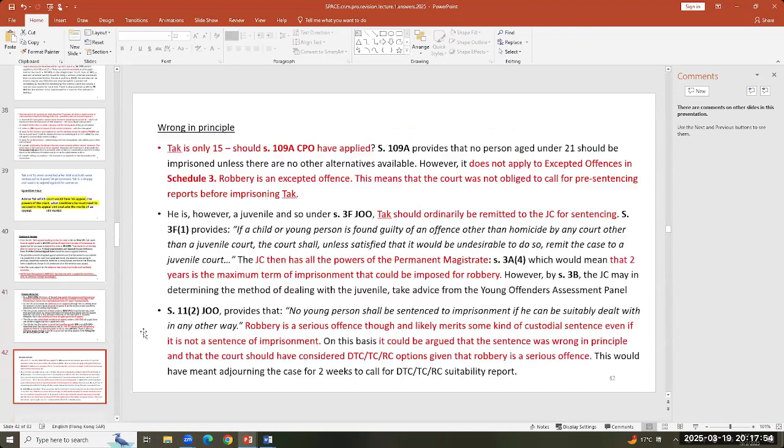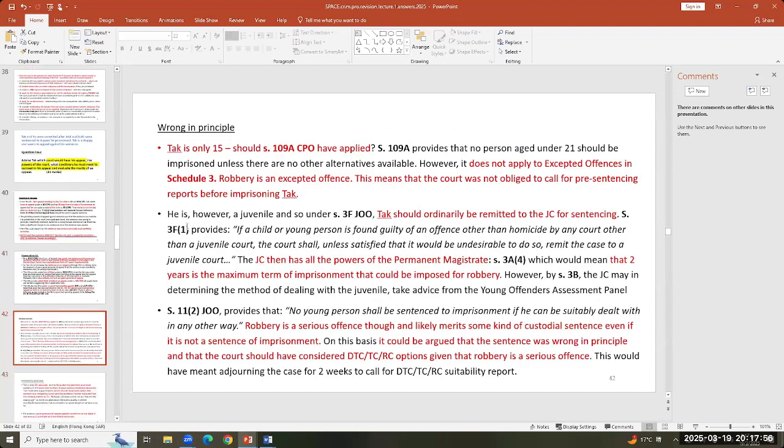Does he have good grounds of appeal? Tak is only 15. So should 109A have applied? But robbery is an accepted offense under Schedule 3. So that's different from Jane's shop theft, which was not accepted. Robbery is accepted. So that means that actually Section 109A does not apply to Tak. There is no obligation for the court to call for pre-sentencing reports, but he's still a juvenile.